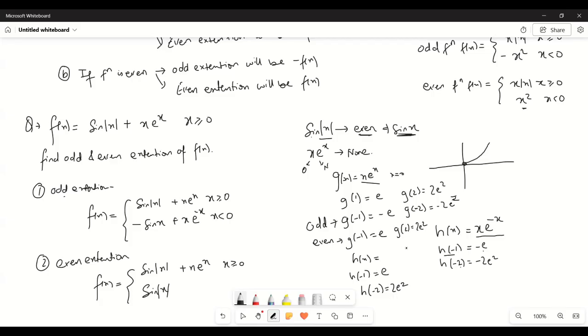Anyone? How should we design h(x) for the even wala case? h of -1 e, or h of -2 2e². Minus of x e power minus x. देखो चेक करो. Yes, sir. Does everyone follow this? तो यहाँ पे इवन एक्सटेंशन के लिए आ जाएगा -x e^(-x) for x less than 0.